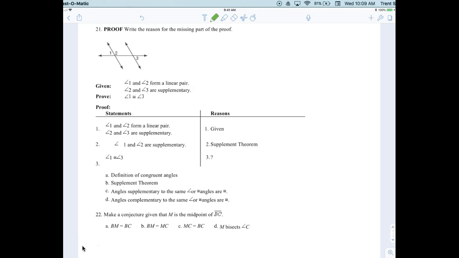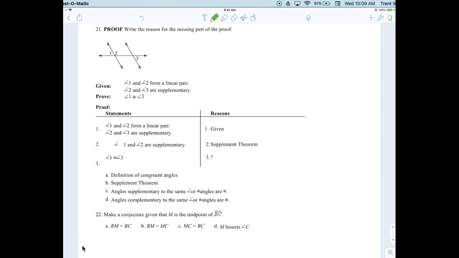Now, why does angle 1 have to be congruent to angle 3? What do you think? Is it C? Yeah. Right? And here's what I want to show you. Sometimes that's not easy for kids to see, but if you have 2 angles supplementary to the same angle, then those 2 angles have to be equal. And let me show you why.